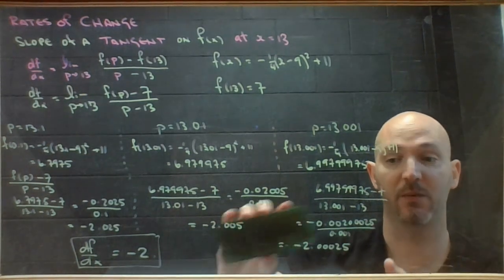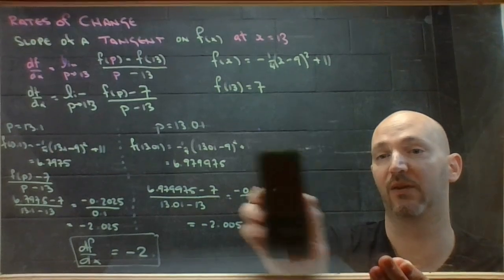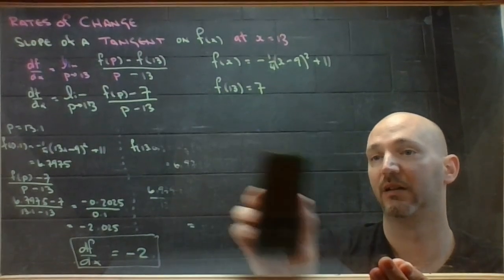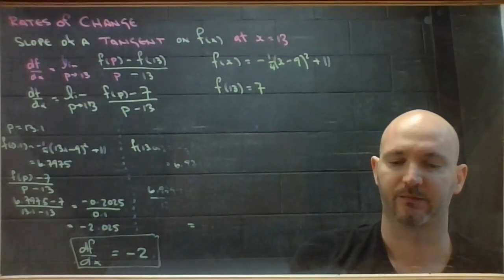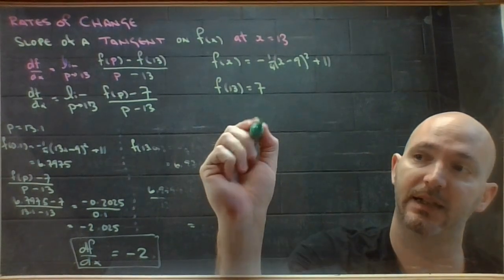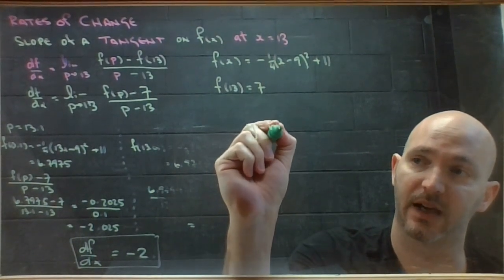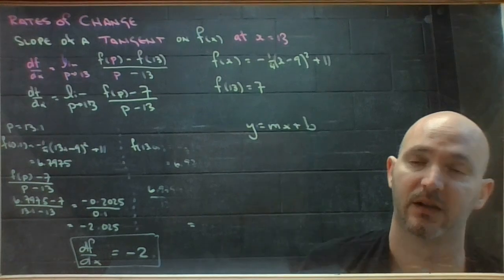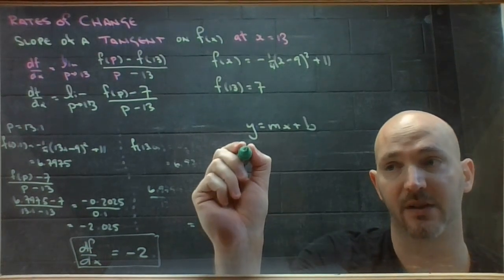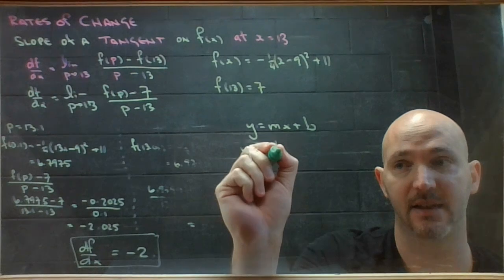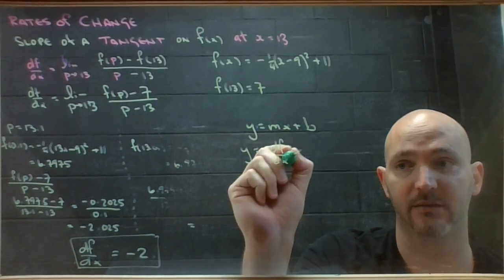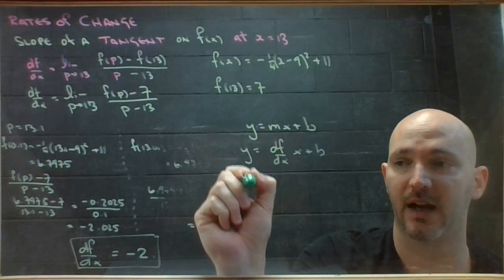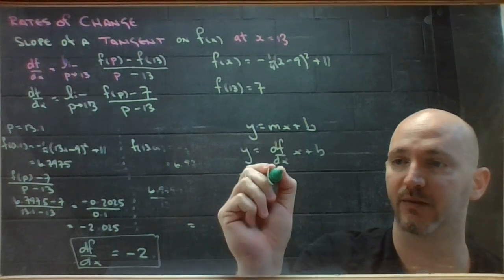Now that you have the slope of that tangent, you can actually write its equation. So like any line, y equals mx plus b. If you're doing the slope of a tangent, the slope in this case is this df by dx thing. So I have a value for that. It's -2.